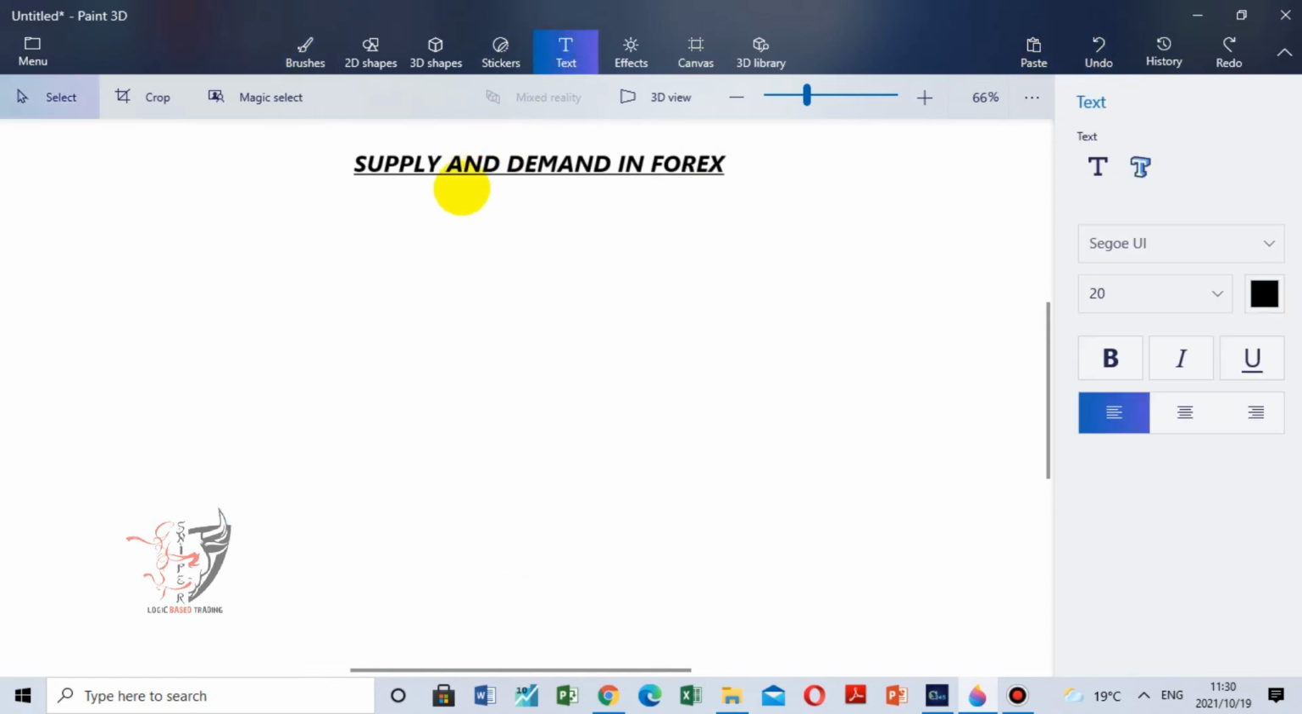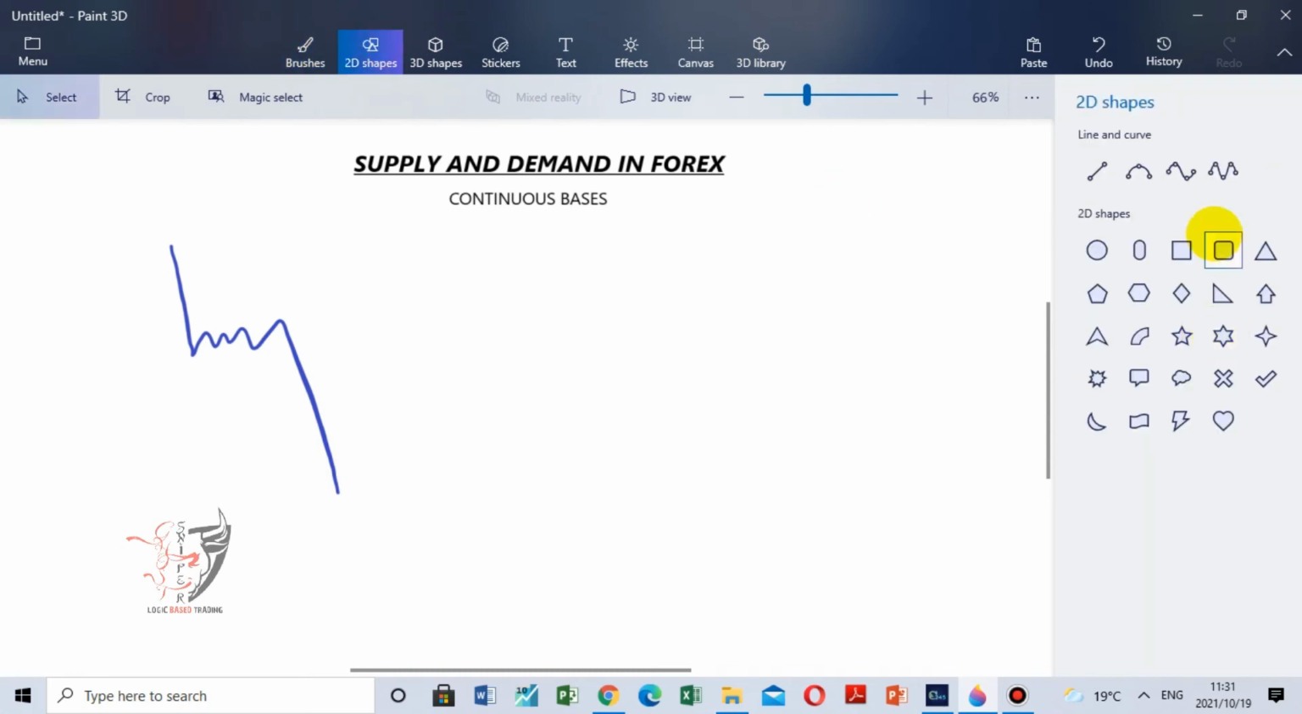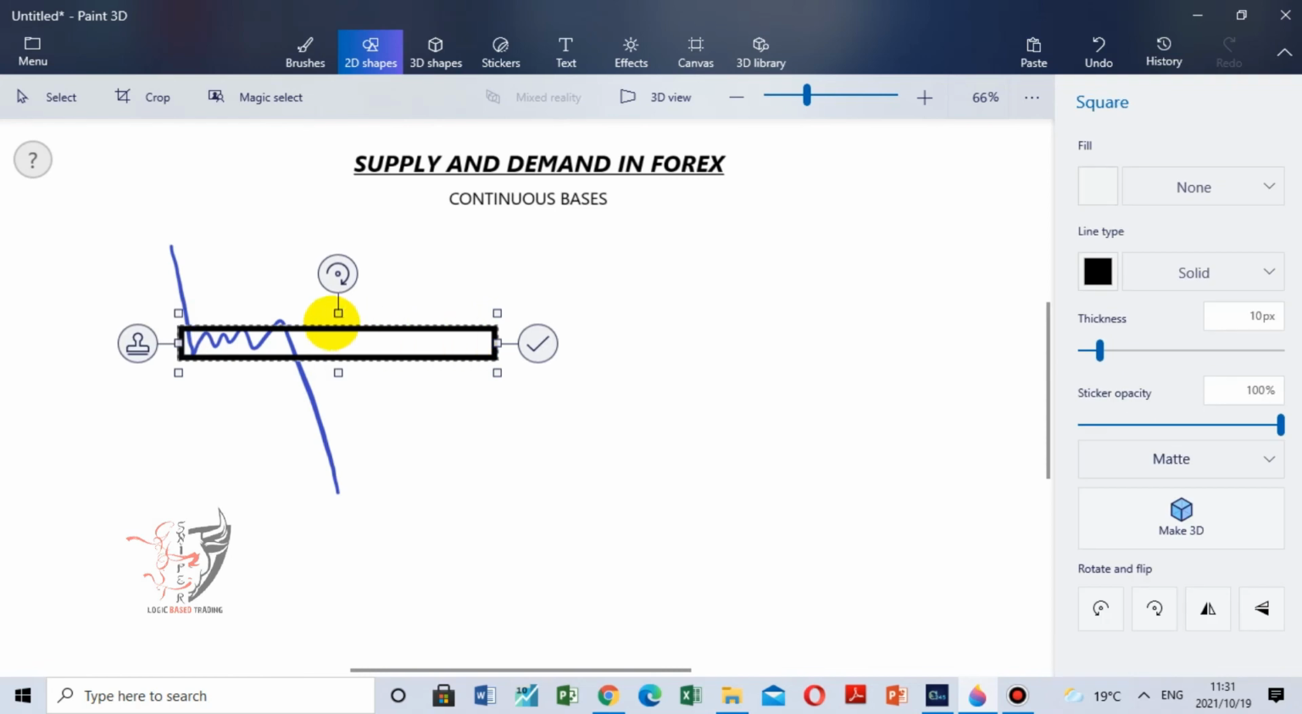Now I'm going to show you guys the continuous bases. The continuous bases are the movement where price will continue with its initial movement. So in this area you will have your price like this, and then you have an area of balance here.